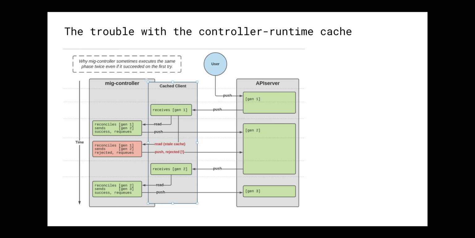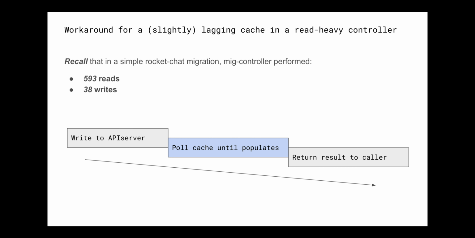I think because of the mixture of read and write calls that we perform, there's not a lot of performance penalty given that we perform mostly reads against the API server and just a few writes. This is a simple diagram showing the flow that we've implemented, where anytime there's a write to the API server, either a create or an update, we poll until the cache populates with the new resource version and then we return the result to the caller.